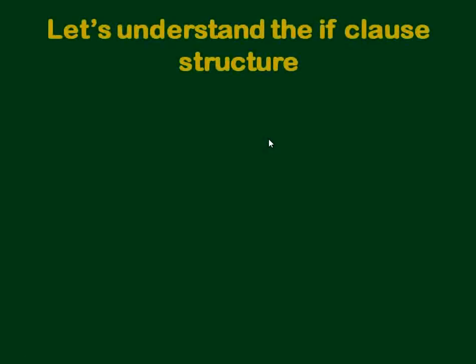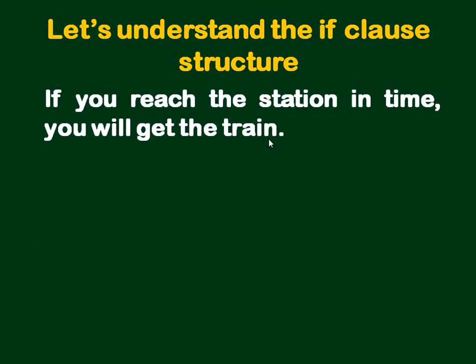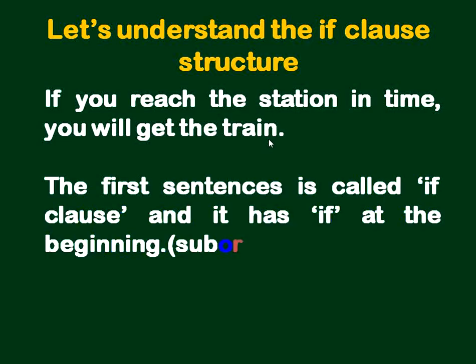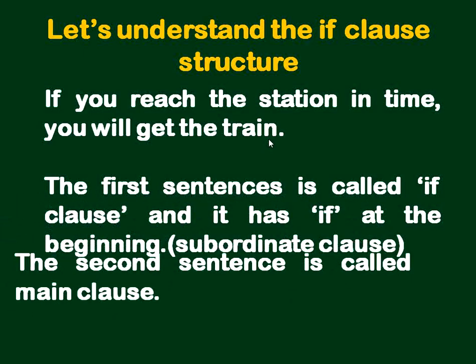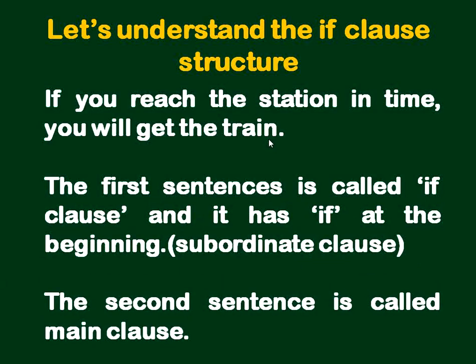Let us understand the if clause structure deeply. If you reach the station in time, you will get the train. Here, the first sentence is called if clause and it has if at the beginning. We call it subordinate clause. The second sentence is called main clause.